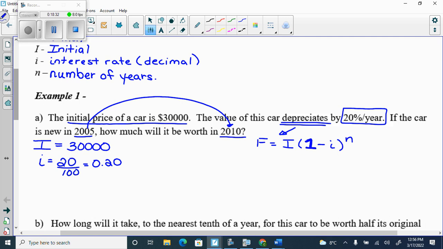Nope. You're counting it like 2000, you're counting it like 20-1. We are going by the number of total years. So you would go 2005 to 2006 would be 1 year. 2006 to 2007 would be 2. 2007 to 2008, 2008 to 2009, 2009 to 2010, so it's 5.